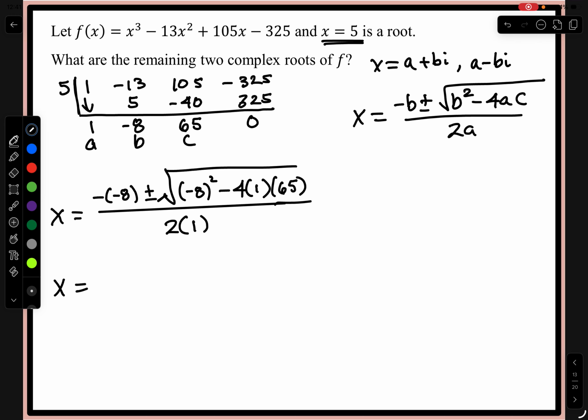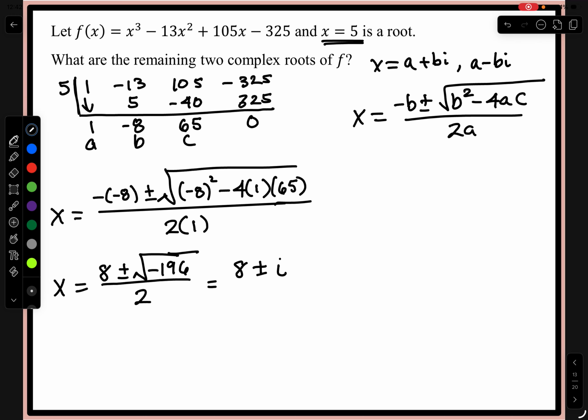So let's simplify this. The negative of negative 8 is positive 8 plus or minus the square root of 8 to the second power minus 4 times 1 times 65. That's going to be a total of negative 196, divided by 2. Now the square root of negative 196 is going to be an imaginary value. Even though in my situation 196 is a perfect square that equals exactly 14, you don't have to simplify that.